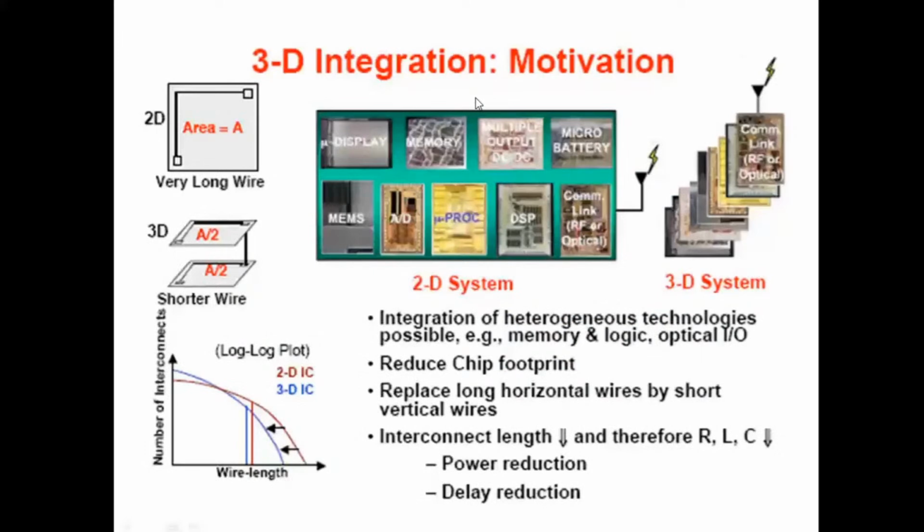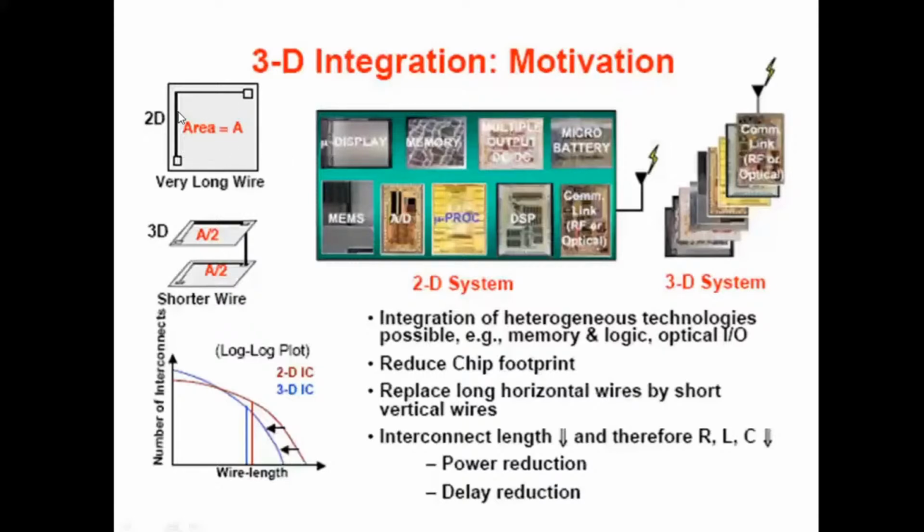Now, in order to decrease the interconnect delay, innovative solutions are looked at. One of the solutions is the three-dimensional integration. For a two-dimensional system, all the blocks are distributed on the same plane as shown here. Suppose I need to make a connection between the microbattery and the MEMS. I need to run the wire right across horizontally and then vertically as shown here. It becomes a very large area, very long interconnect.